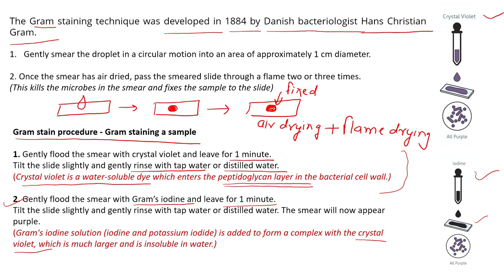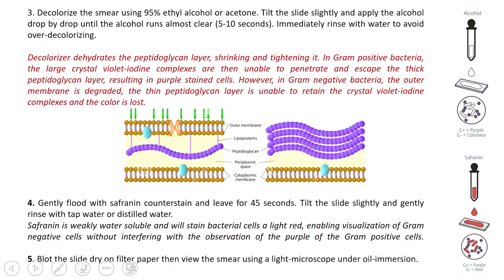Now the third step is decolorizing the smear using 95% ethyl alcohol. Here we use ethyl alcohol to wash away the excess crystal violet present on the slide. You have to wash it until the alcohol becomes colorless. So the first use is decolorization. The second use of ethyl alcohol is as a dehydrating agent. Here you can see the peptidoglycan layer.